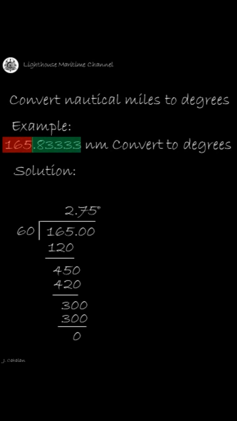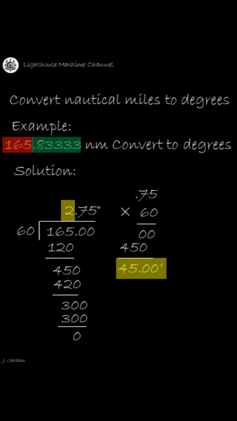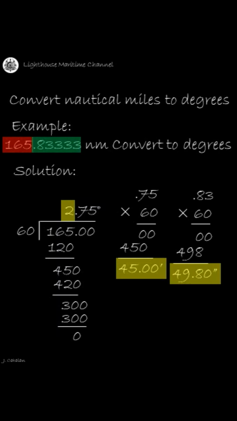Solution: 165 divided by 60. The result is 2.75 degrees. 2 is the degrees, 0.75 is the decimal part of a degree. To convert 0.75 to minutes, multiply it by 60, and the result is 45 minutes. 0.83 of a mile must be multiplied by 60 to obtain seconds. The result is 49.8 seconds.